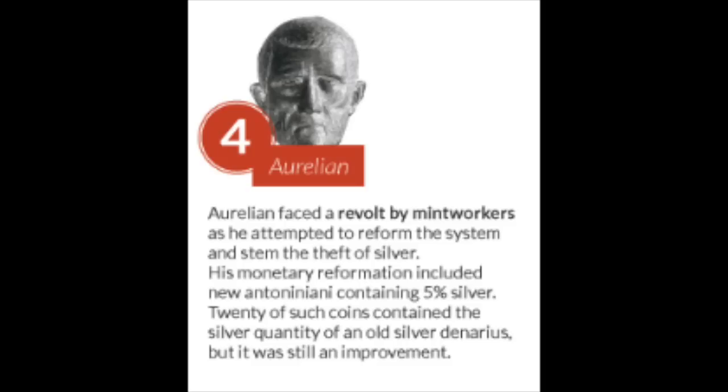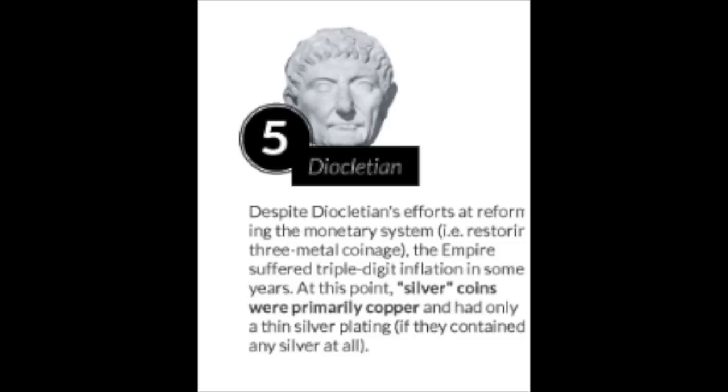20 of such coins contained the silver quantity of an old silver denarius. But it was still an improvement. Diocletian. Despite Diocletian's effort at reforming the monetary system, i.e. restoring 3-metal coinage, the empire suffered triple-digit inflation in some years.